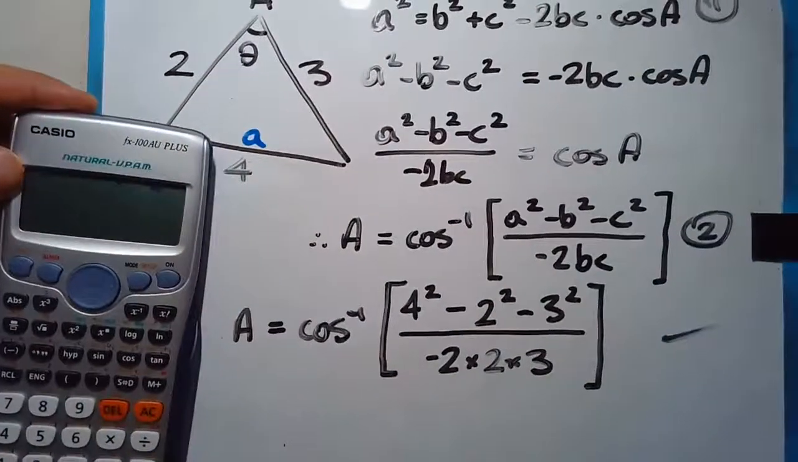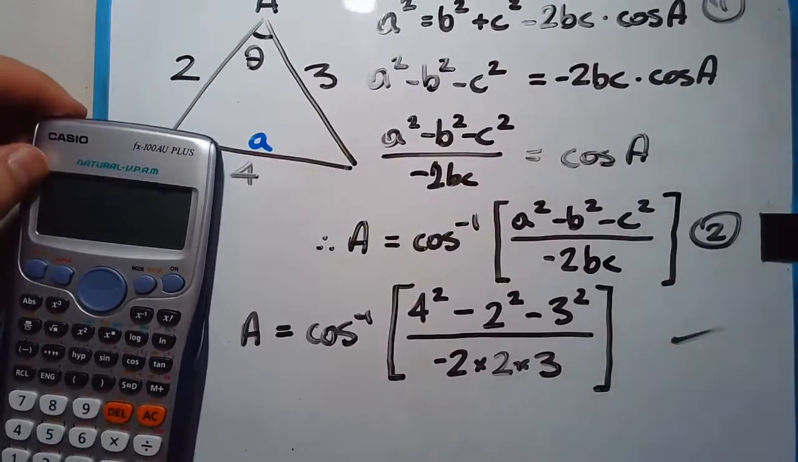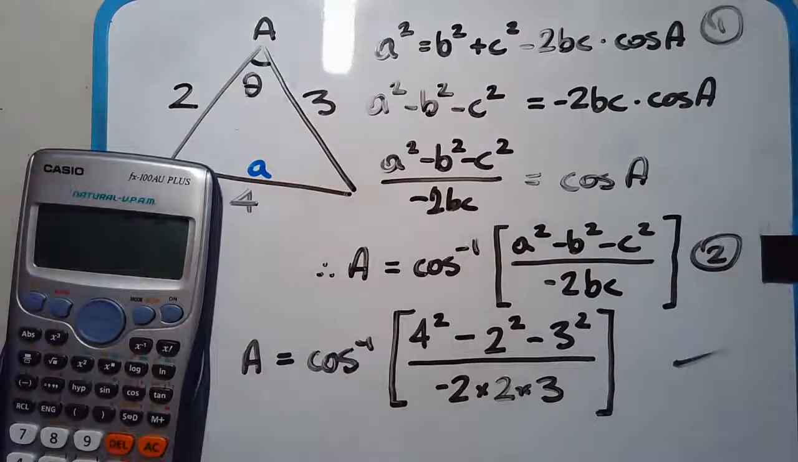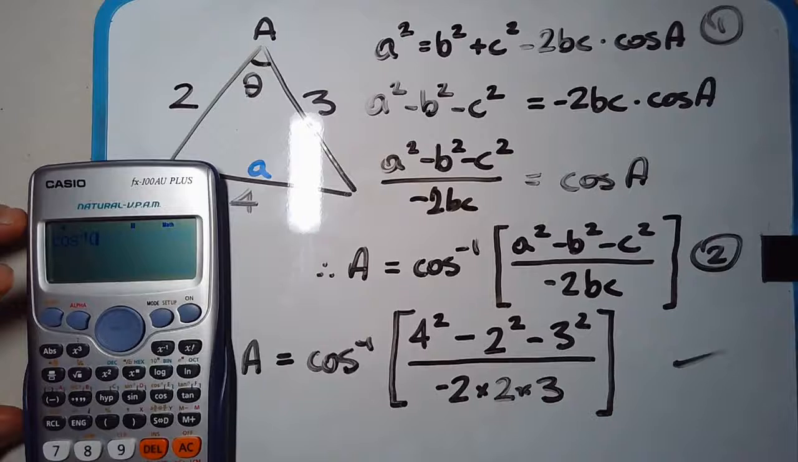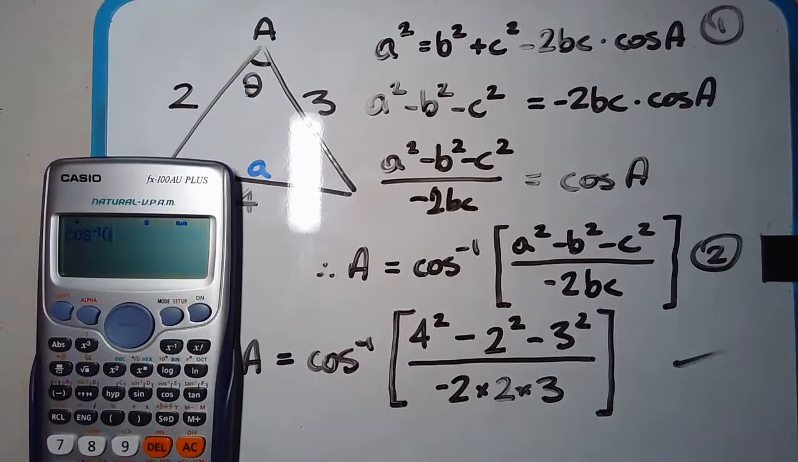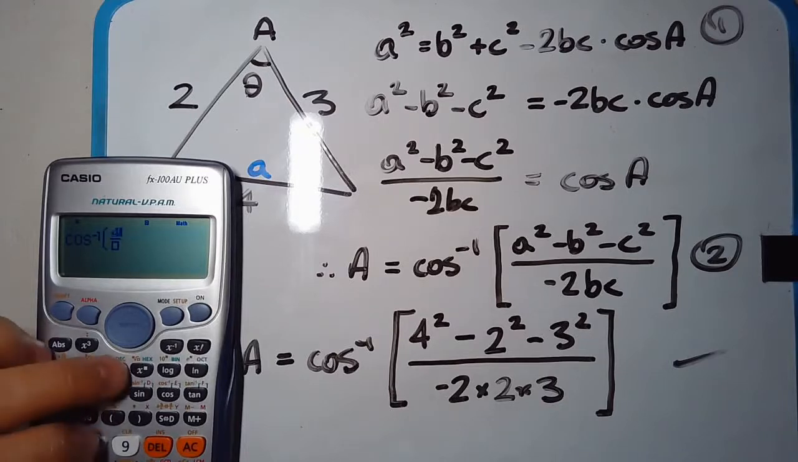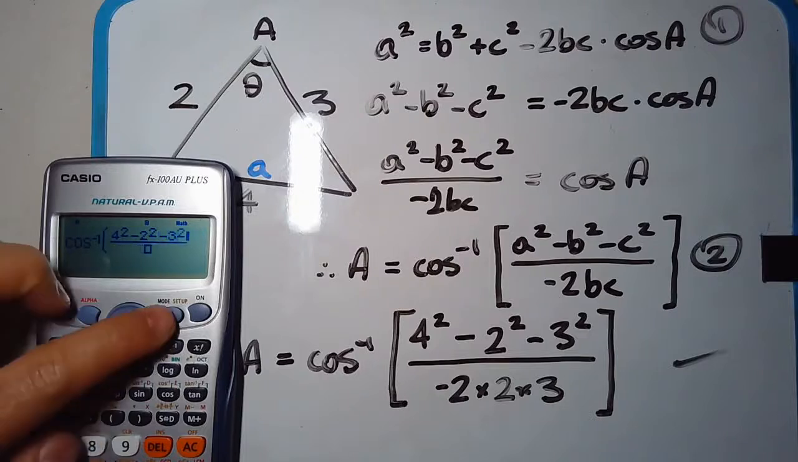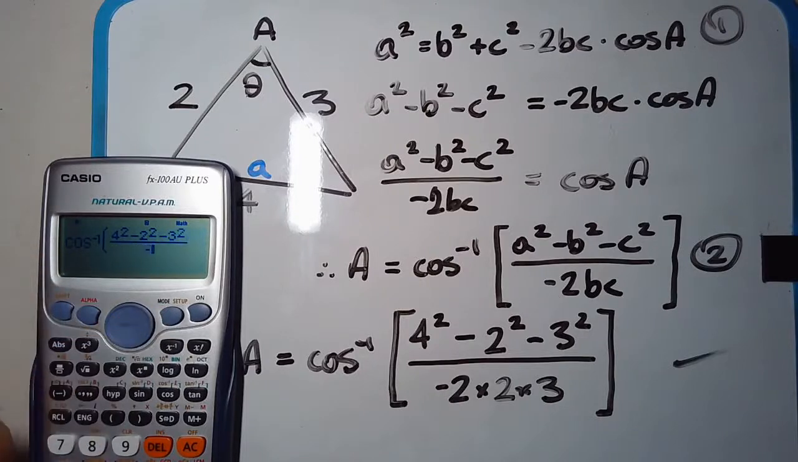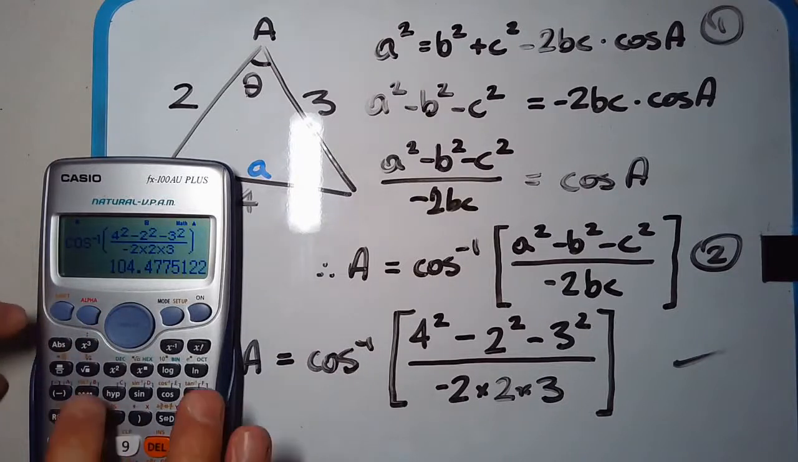I'm just going to see if I can adjust the lighting a little bit here so you can see what I'm going to enter in on the calculator. Shift cos. Hopefully you can see that. Yeah, I can see it there on the screen. Inverse cos, shift cos, 4 squared minus 2 squared minus 3 squared over negative 2 times 3. And we get 104 degrees.